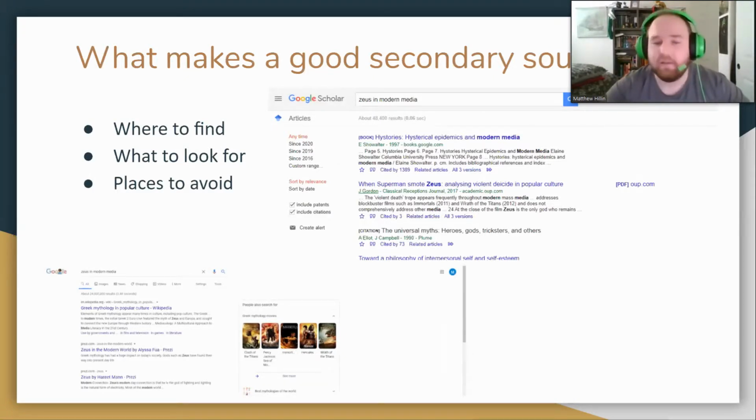Cool. So another thing we saw was secondary sources. Some people aren't including them, and some people are including ones that, while maybe helpful, can be kind of sketchy to use. So here we have the difference in what you should be looking for and what you shouldn't be using, at least.